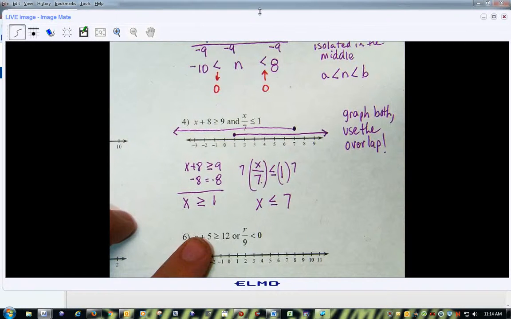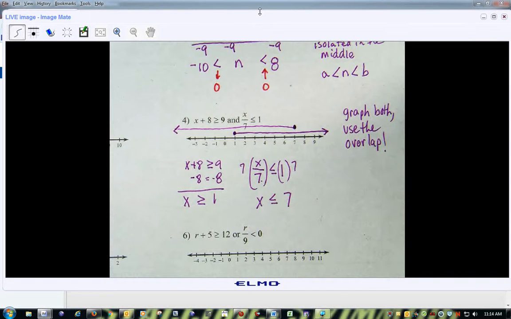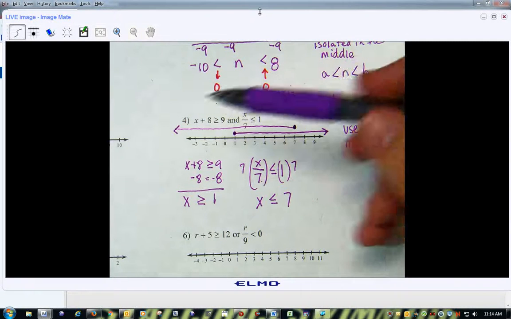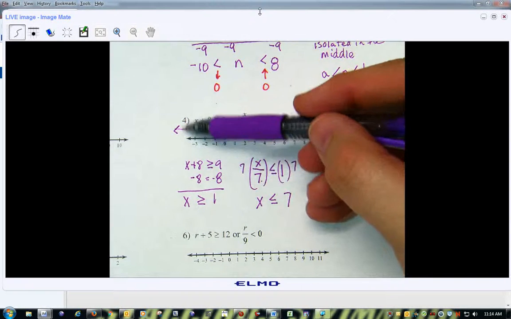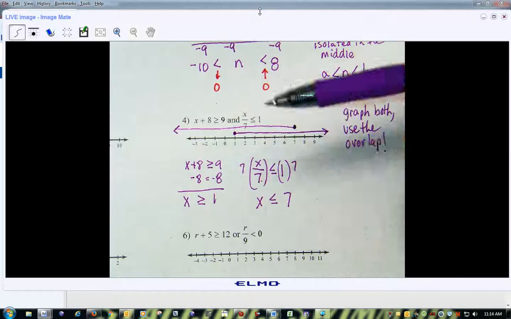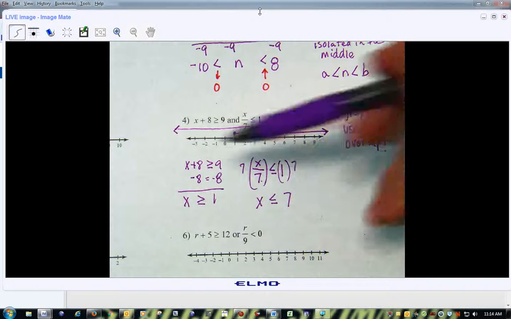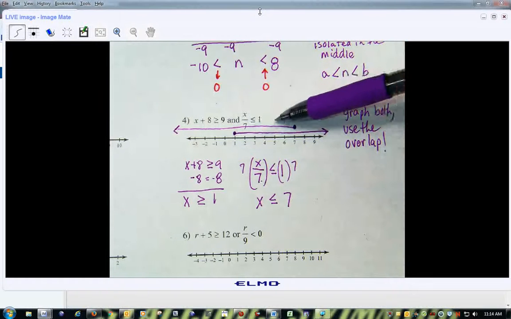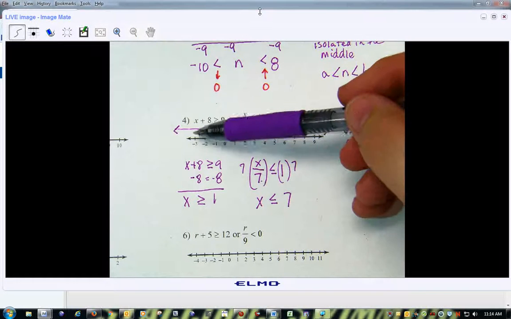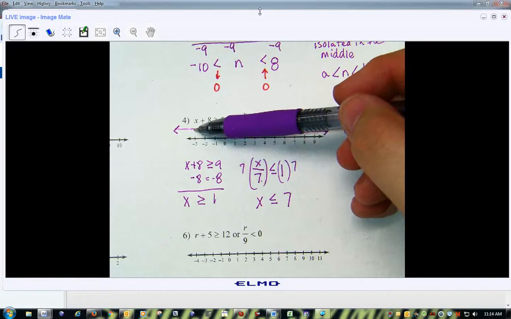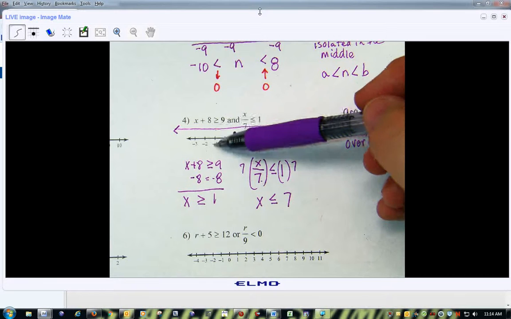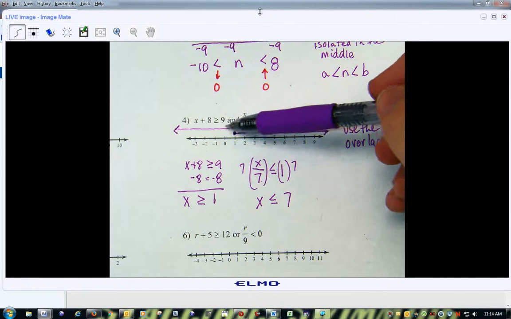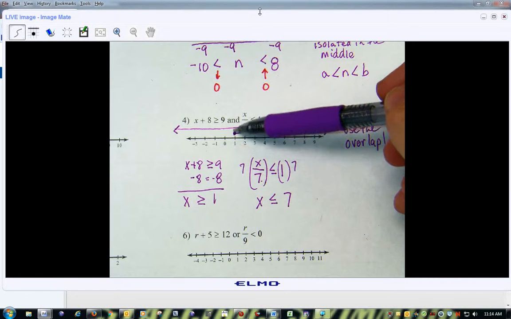Now, where's the overlap? Basically, when it says and, whatever our answers are, they have to work for both of them. So they have to work for this one, and they have to work for this one. Now, negative 3 only works in one of them, negative 2 only works in one of them, negative 1 only works in one of them, 0 works in one of them. 1 works in both of them. So I can put a closed dot at 1 for my final answer.